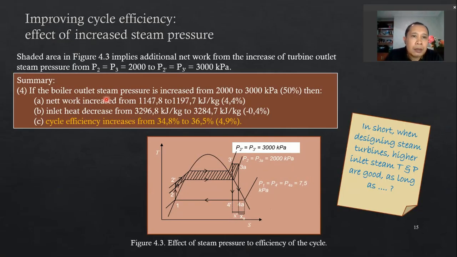So here, the boiler outlet steam pressure is increased from 2,000 to 3,000 kilopascals, which is an increase of 50%. And the cycle efficiency increases by almost 5%. Again, we will discuss this in class. So it seems that when it comes to designing a steam turbine, higher inlet temperature and pressure are good, as long as there is something that limits this condition.